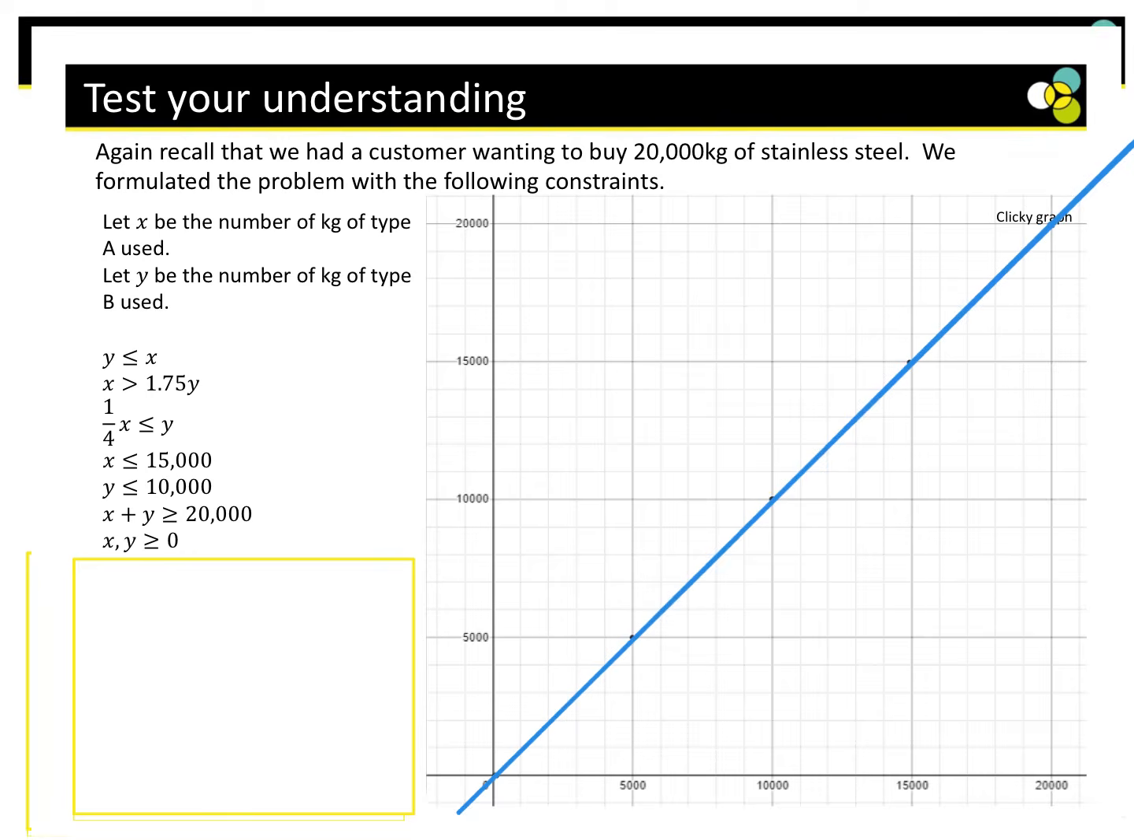There is my first line. Y equals x. Everyone should be happy with that line. Okay, the next line.